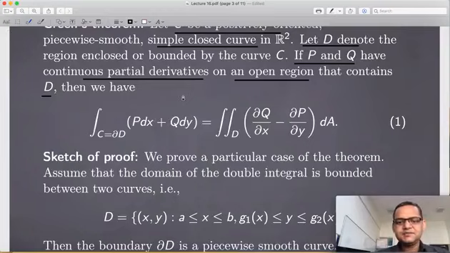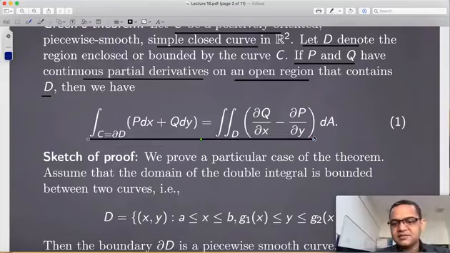So you say that the functions P and Q have continuous first-order partial derivatives on an open region containing this D. Then you have this relation of this double integral, which is a double integral of these derivatives, and this is basically the line integral of P dx plus Q dy. Okay, so this is precisely what you expect from the fundamental theorem.